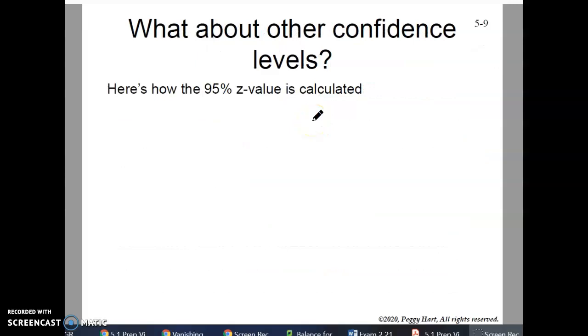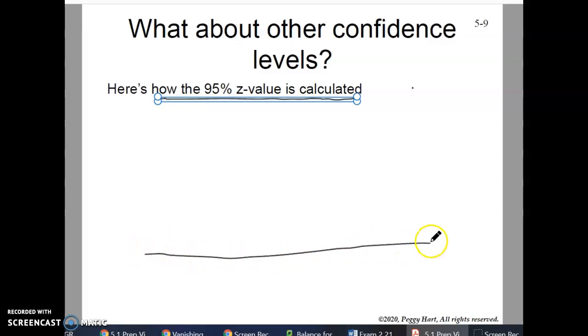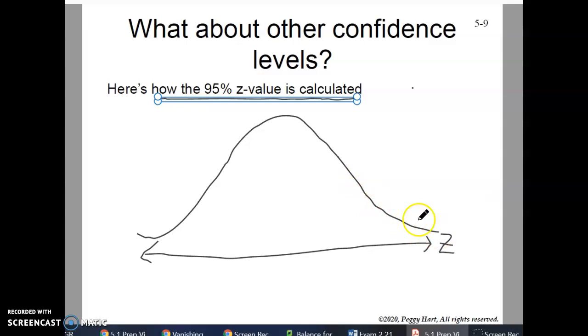So what about other confidence levels? We're not just going to do 95% confidence. First of all, let's figure out how the 95% Z value is calculated. I know this is going to be ugly, but I'm going to draw a normal distribution. That's the Z axis, and we have this standard normal distribution, and zero is in the middle. Here's what that value is.